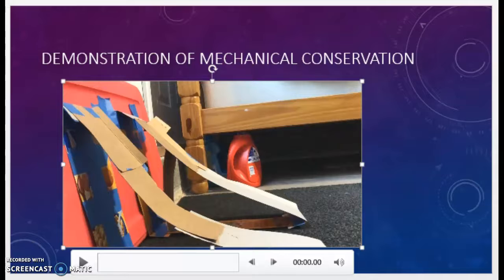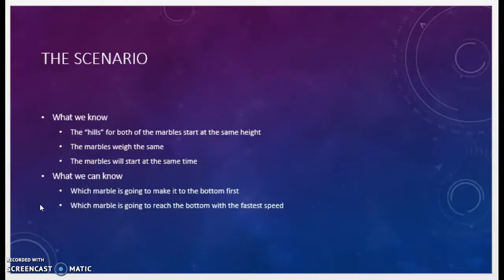in the system. So to further explain the scenario, we know that our ramps will have the same height. That means our marbles are starting at the same height. The marbles have the same mass, and they're identical marbles. The marbles will start at the same time. And what we can know from this information, from understanding mechanical energy, is which marble will get to the bottom first, and which marble is going to reach the bottom with the fastest speed.